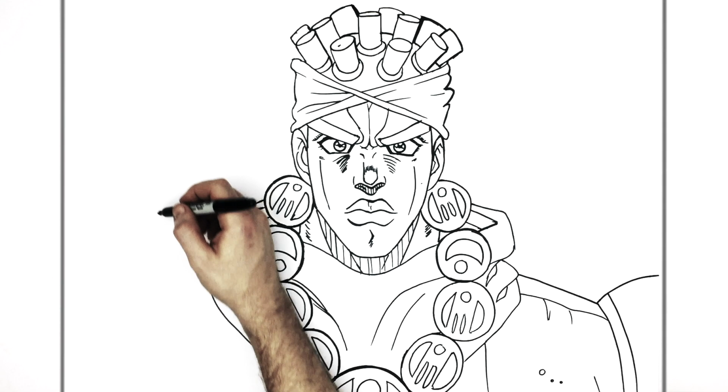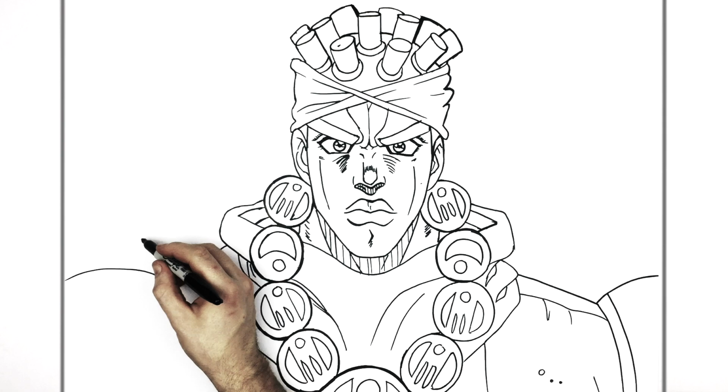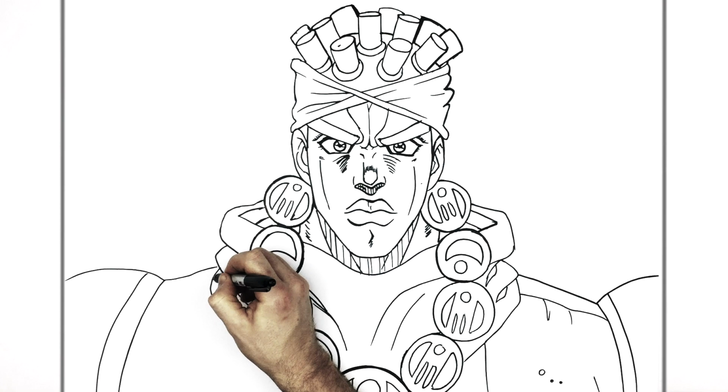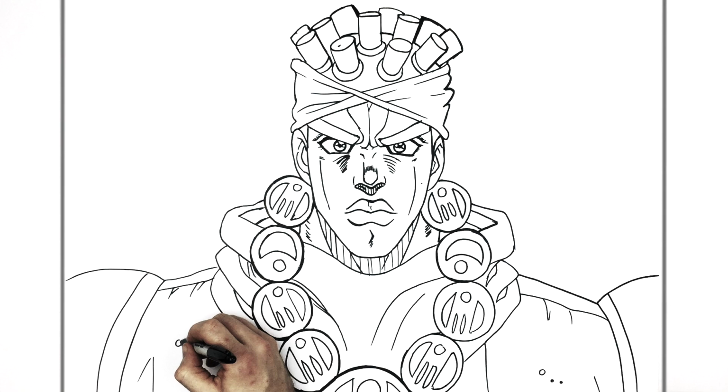So, comes down, do the shoulder. And then this curves down like so. The other side curves down like that. And then seam lines like so. Lines like so. And that, and the inside like so. But that's it, I think.